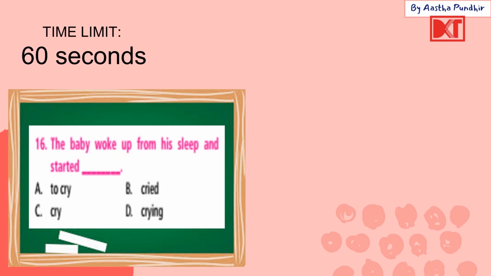Okay, here we have the baby woke up from his sleep and started dash: to cry, crying, cry or cried. Now here the correct answer is D, and started crying. Gerund. Why gerund? First of all, you see a verb plus ing is formed. Secondly, it is acting as a noun in the sentence, and started crying. And third, it is naming an activity. Here to cry is the infinitive form, cried is the past form, whereas cry is just the base form.